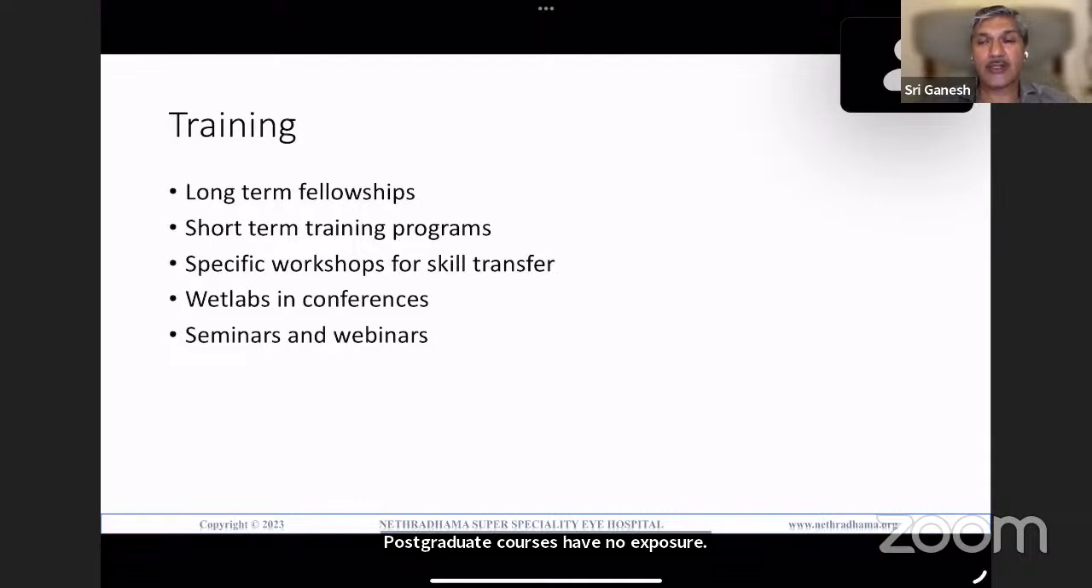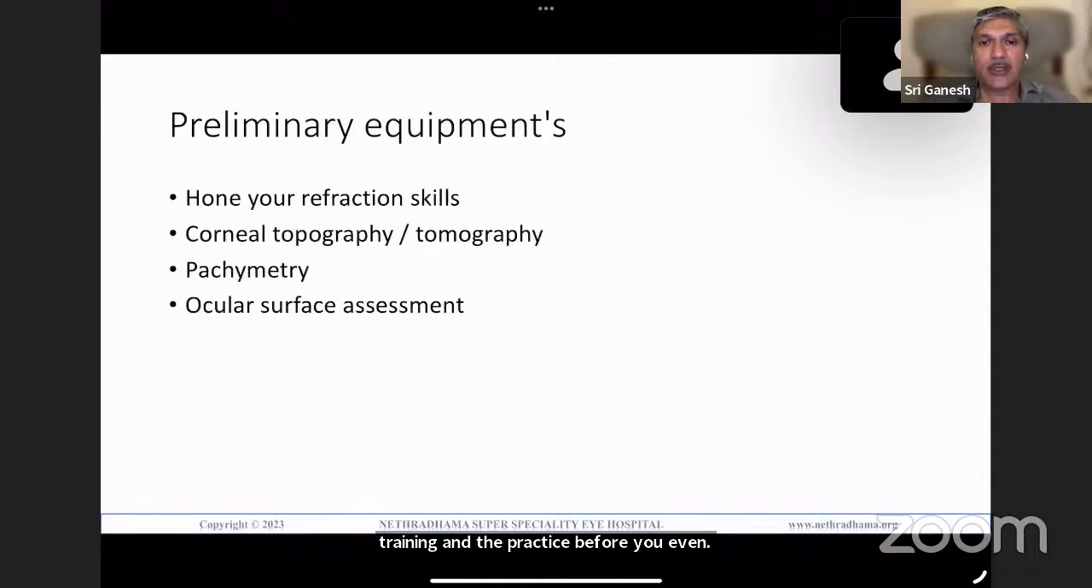So you have to get some amount of training in refractive surgery before you even think of starting a refractive practice. Then coming to equipment itself.